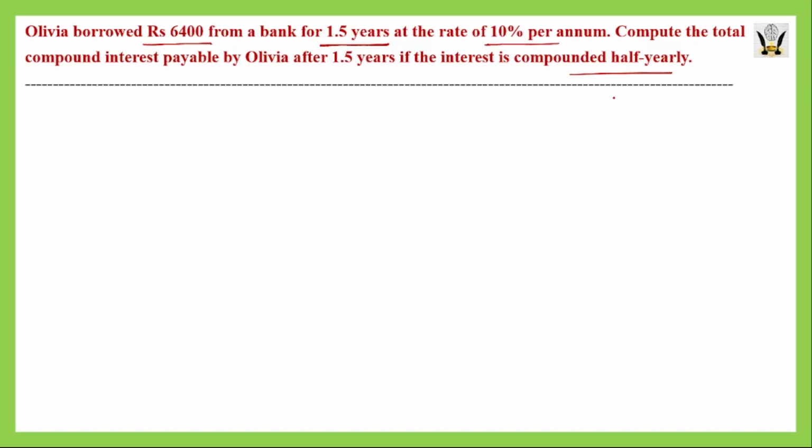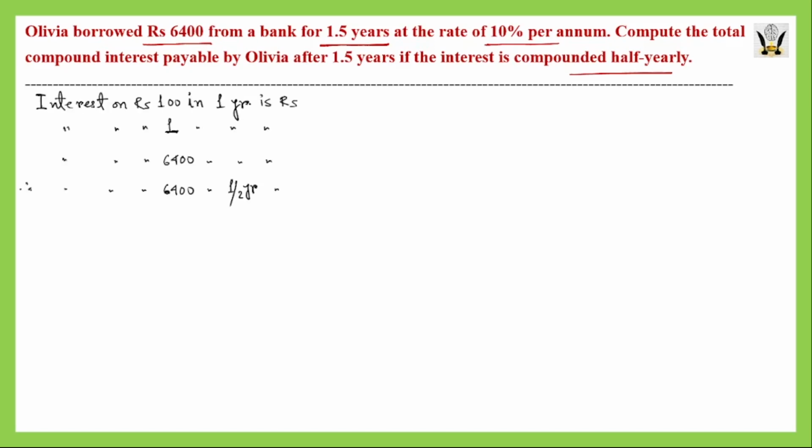So in every part we will simplify this problem for every 6 months, and after finding the interest amount in every 6 months, we will add that interest amount with the principal amount. So that will become the revised principal amount, and based on that revised principal amount for the next 6 months, we will find the interest, and that way we will complete for 1.5 years.